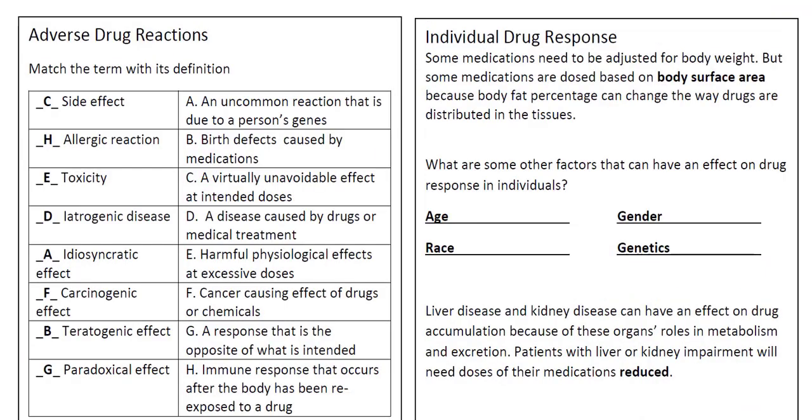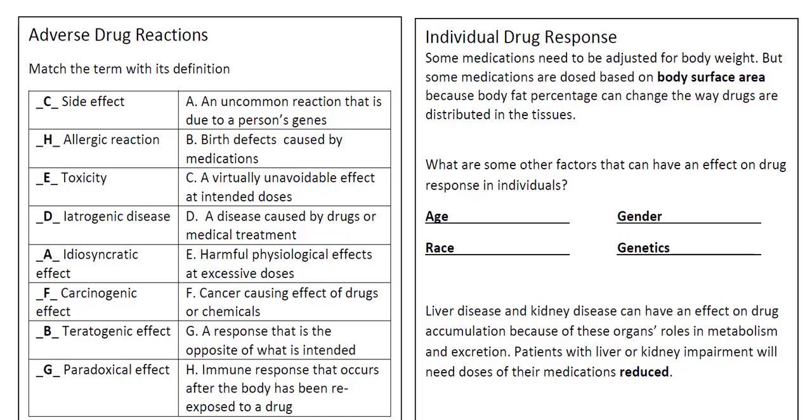Even when we know the pharmacokinetics and pharmacodynamic properties of medications and how these drugs can interact with each other, medications can still have an individual drug response that can vary from individual to individual. Factors that can have an effect on drug response in individuals include weight, age, gender, race, and genetics.